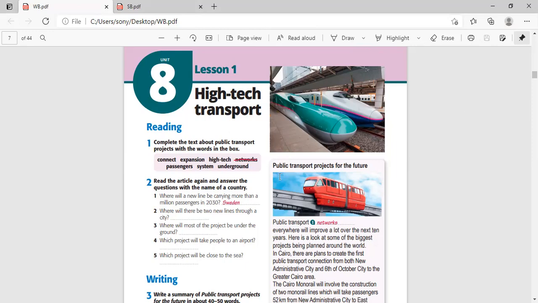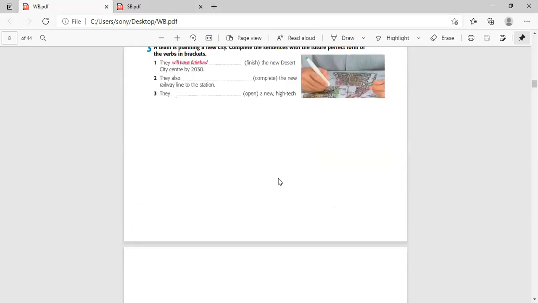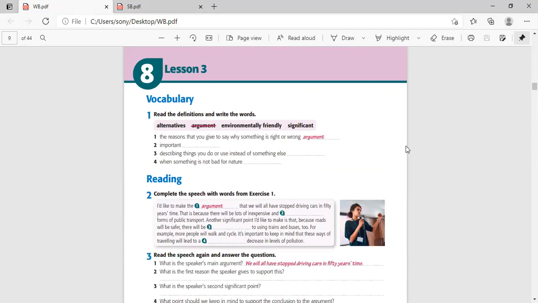This is called underground. There is another vocabulary that needs to be understood, like the word alternative. And alternative describes something you do or use instead of something else. This is called alternative. Environmentally friendly, or sorry, argument. Let's look at argument first. The word argument means the reasons that you give to say why something is right or wrong. This is argument. And then we have environmentally friendly.